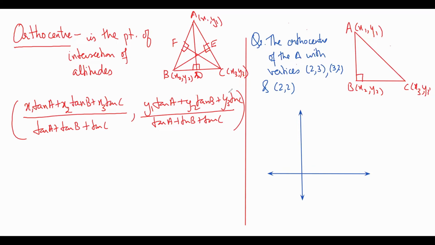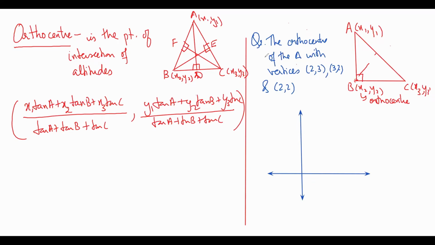And when my triangle is right angled, then this is the right angle, and according to the definition, the orthocenter is the point of intersection of altitudes. If two altitudes meet here, then the third will come here, and this point comes out to be the orthocenter. That means in a right angle triangle, the point where the triangle is right angled is the orthocenter.